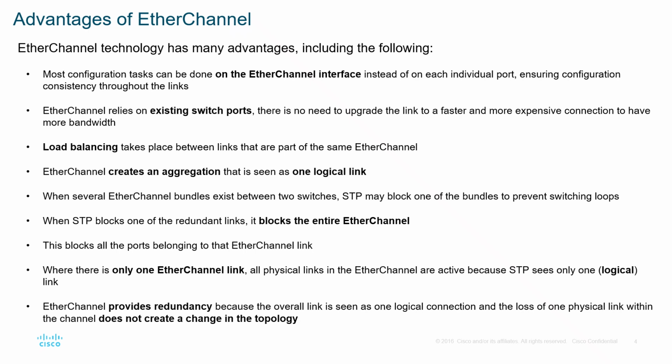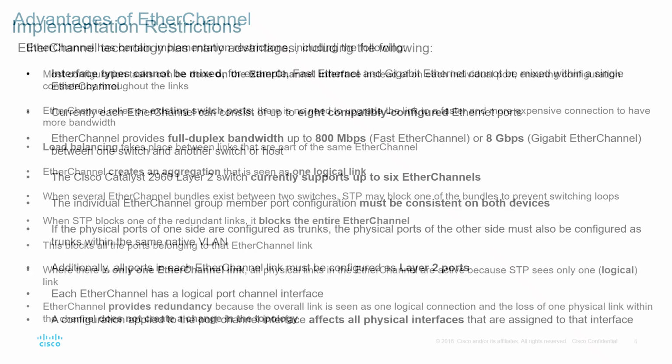EtherChannel provides redundancy because the overall link is seen as one logical connection, and the loss of one physical link within that channel does not create a change in the topology. The entire channel itself would have to go down to incur that change.